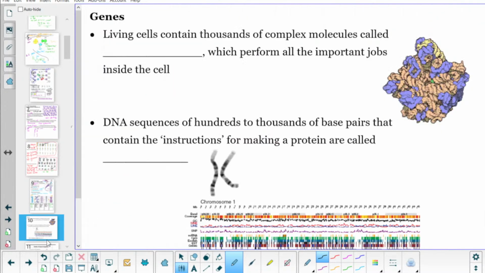So we were here, and just finished a long little introduction. Thousands of complex molecules called proteins, which perform all the important jobs inside the cell.